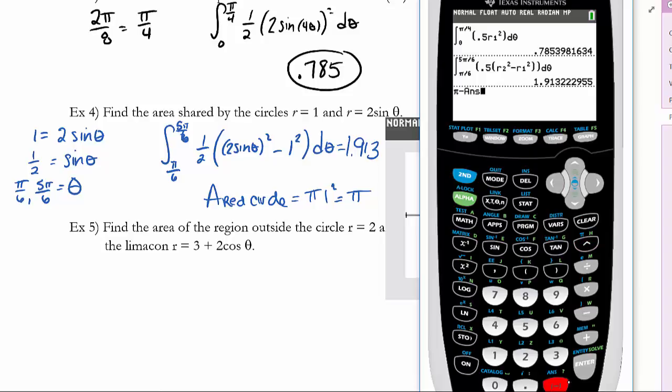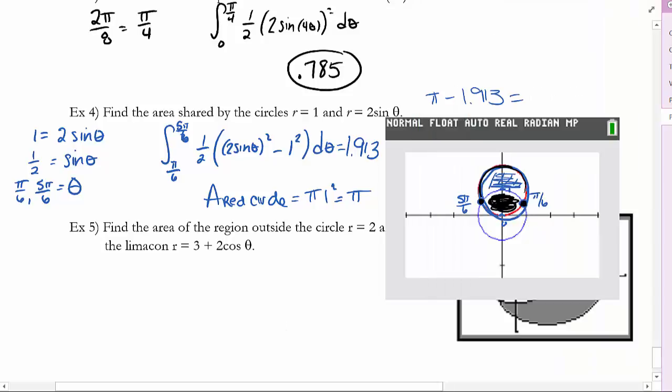So pi minus 1.913 is going to be pi minus answer, 1.228. And that is the area that I really want.